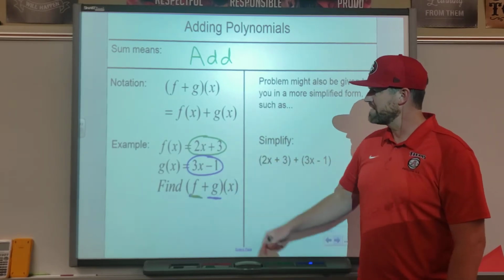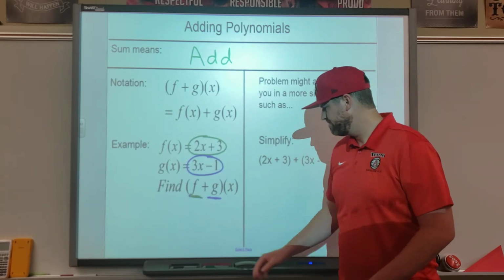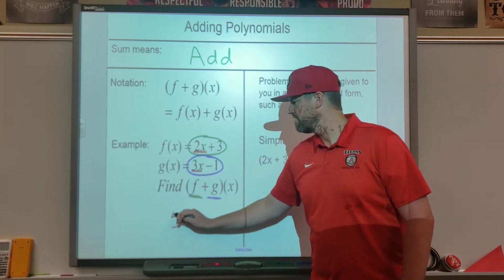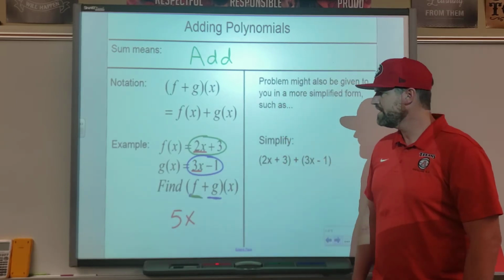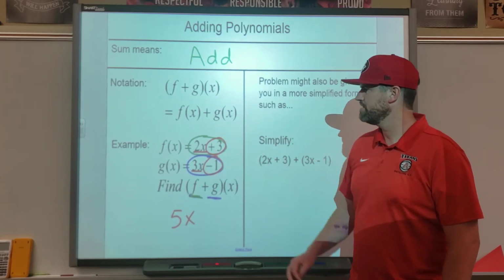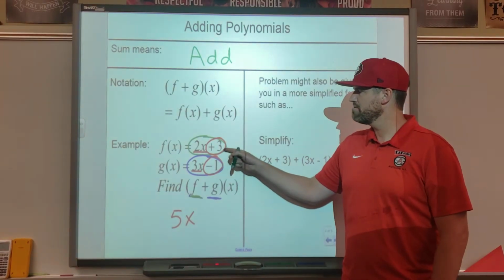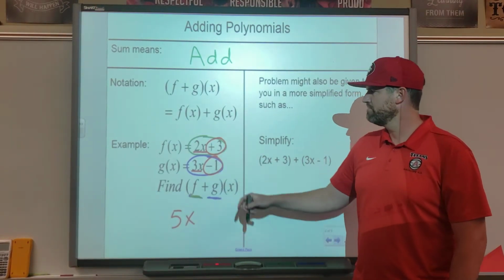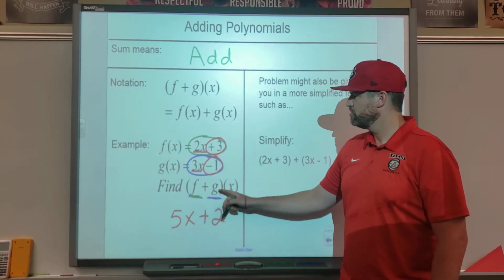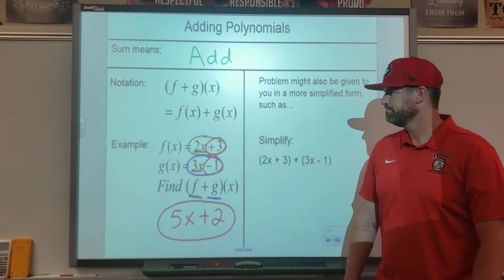Well, if I'm adding those together, I know that 2x and 3x are like terms. So I can add 2x and 3x, which gives me 5x. And then I can take the other like terms, positive 3 and negative 1, right? They're just regular numbers or constants. So we can go ahead and combine those, which positive 3 plus a negative 1 is positive 2. So if we add the two functions together, we get 5x plus 2.